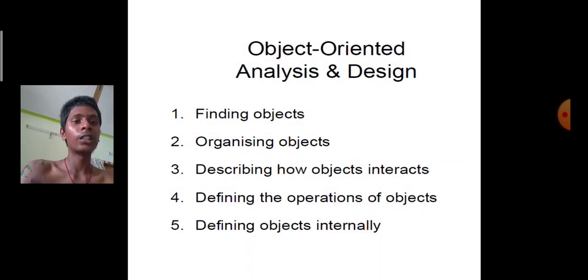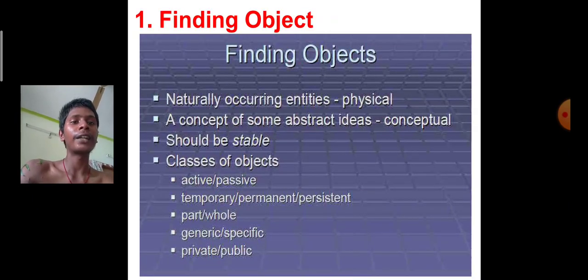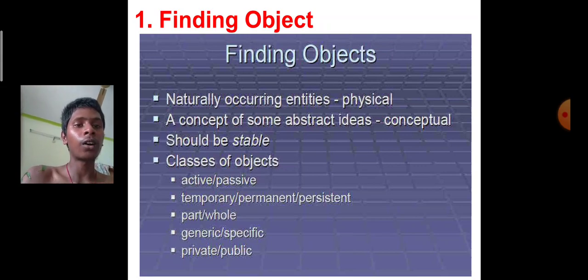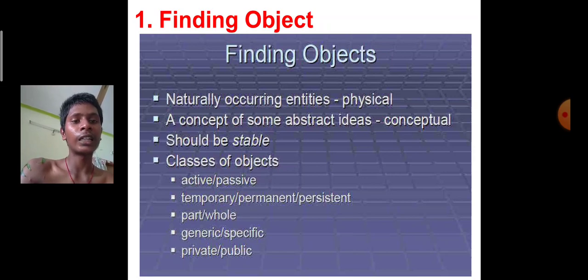Object-oriented analysis and design: 1. Finding objects. 2. Organizing objects. 3. Describing how objects interact. 4. Defining the operations of objects. 5. Defining objects internally. Finding objects: naturally occurring entities, physical; a concept of some abstract ideas, conceptual; objects should be stable. Classes of objects: active, passive, temporary, permanent, persistent, part to whole, generic, specific, private, public.